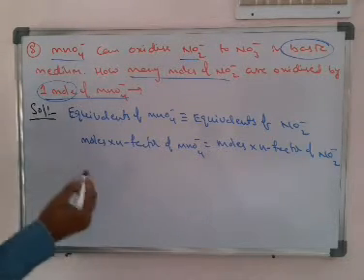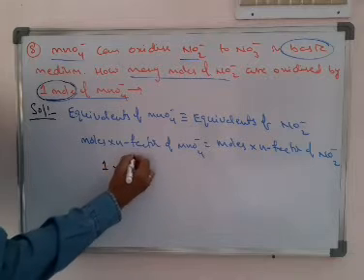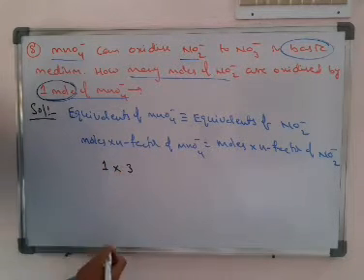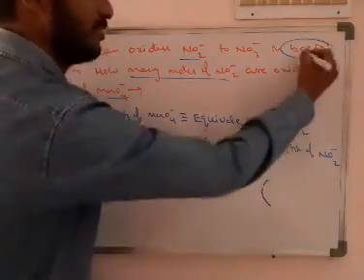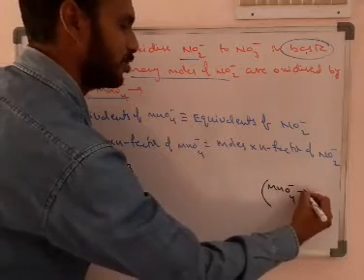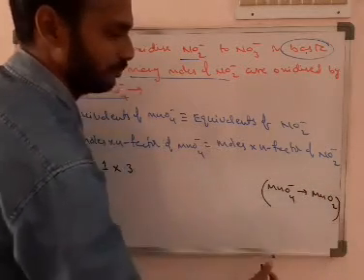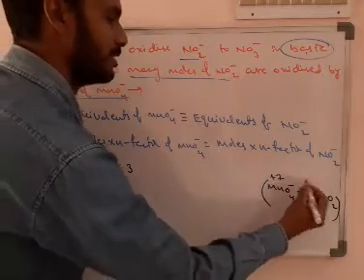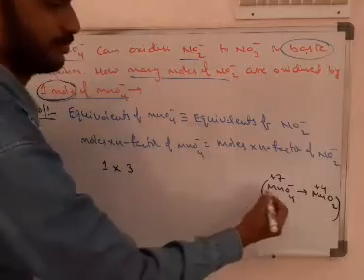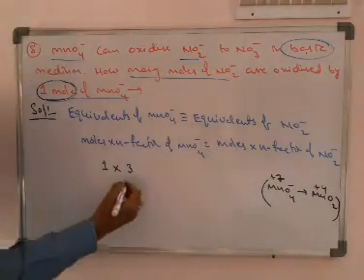How many moles are given for MnO4 minus? 1 mole. What is the n factor for MnO4 minus? We know that it is 3. Why 3? Because it is given in basic medium. In basic medium, MnO4 minus changes into MnO2. Here the oxidation number is plus 7, here plus 4. What is the difference? 3. So the transfer of electrons is 3.